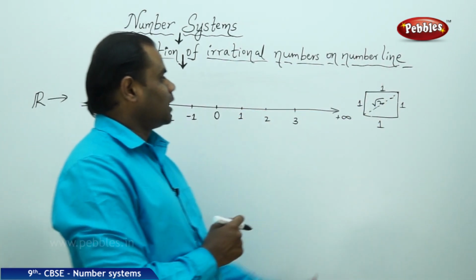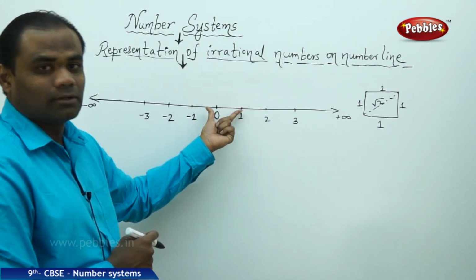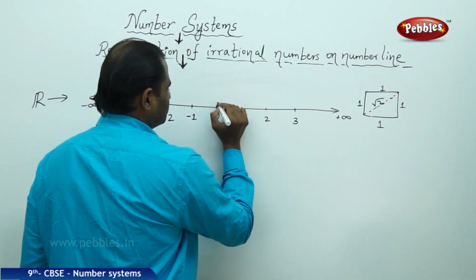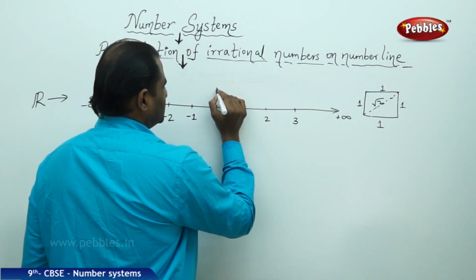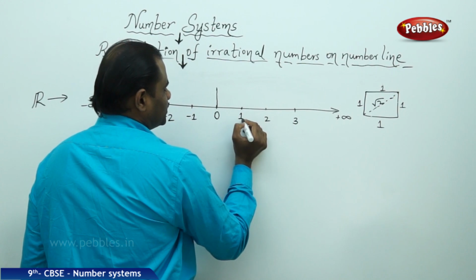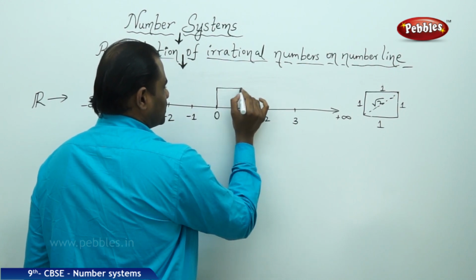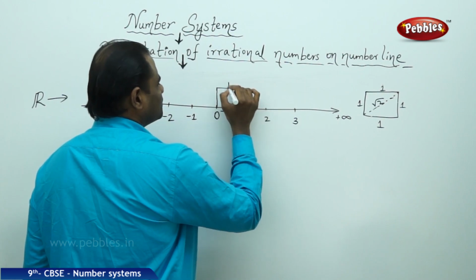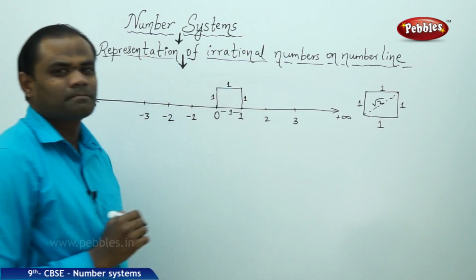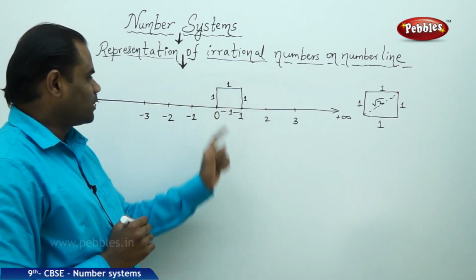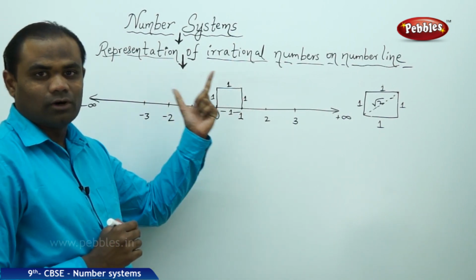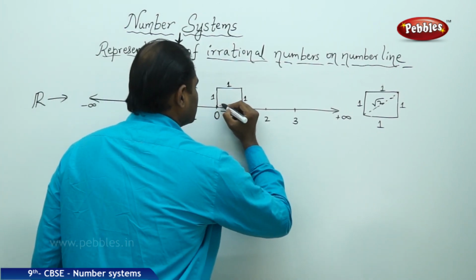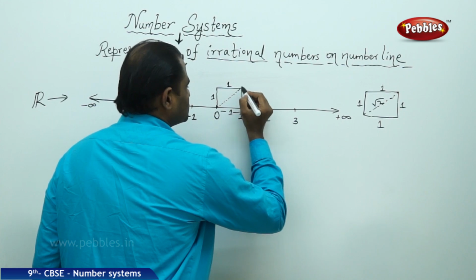So in order to do that, I need to have this diagonal placed on this number line, which is possible by constructing a square of 1 unit. So here is 1 unit, so I construct a square of 1 unit on each side in this form. Once I construct a square of 1 unit starting from 0 to 1, that is a square being built on the number line, I try to join this diagonal from one end to the other end.